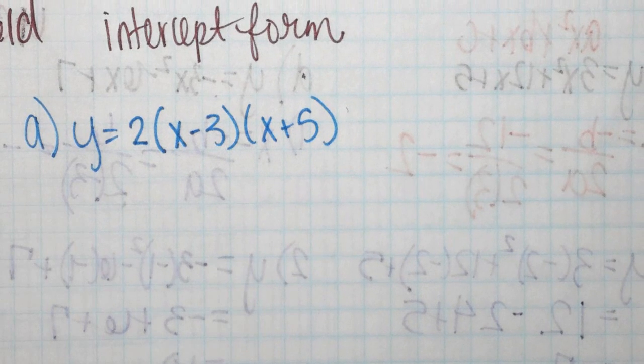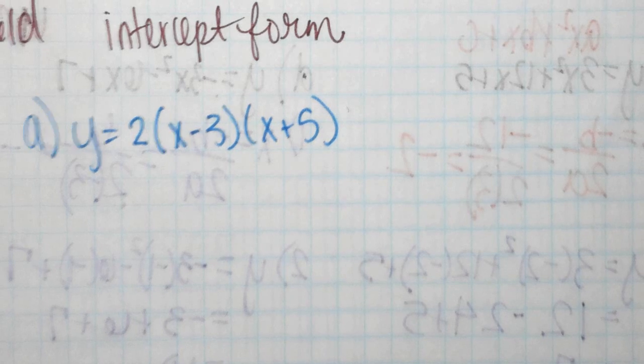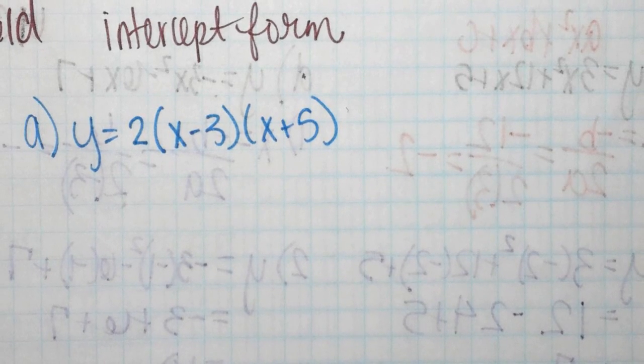Just go ahead and do it. Think you could do that one without me? Yeah. Can you do it even though there's a 2 out front? Because you still do it the same way. I showed you with a negative.